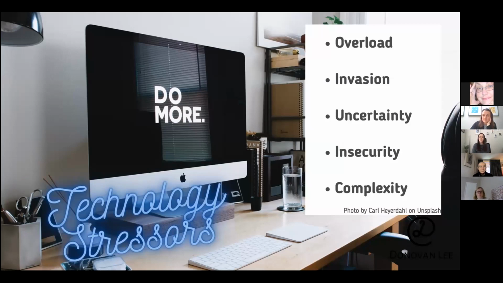So first of all, technology overload. This is where we now have access to several different forms of communication technology, and this allows us to receive work-related requests and information from multiple sources simultaneously. This can lead to feelings of communication and information overload because of technology and multitasking.